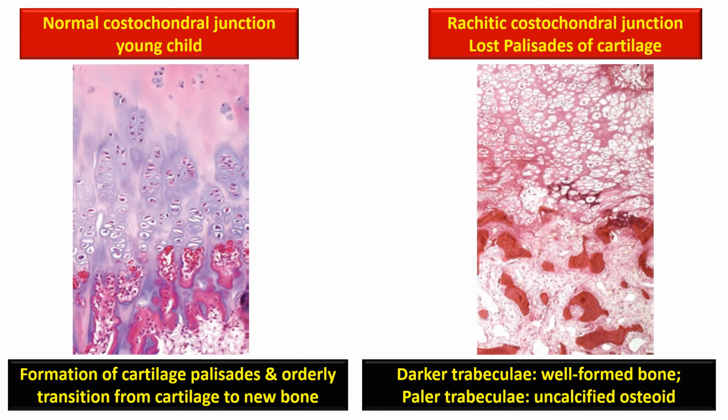So in the normal costochondral junction, there is formation of cartilage palisades and orderly transition of the cartilage to the new bone, as we have seen earlier. What happens in rickets? There is inadequate provisional calcification, failure of chondrocyte maturation, and apoptosis, which results in overgrowth of the epiphyseal cartilage. These overgrown masses then project into the marrow.